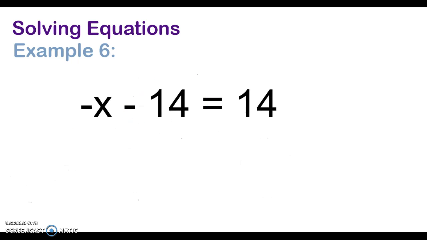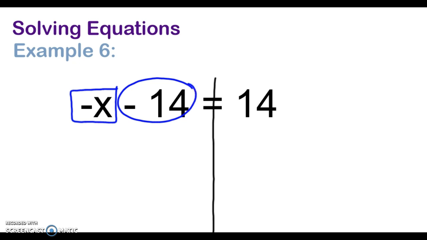Try number 6 on your own. All right, let's see what you did. Draw my line down the middle. Ooh, this one's a little sneaky. There's my variable. There's my, not my coefficient, my constant. Got to get rid of my circle first, so that's a negative 14. So I'm going to add 14 to both sides.